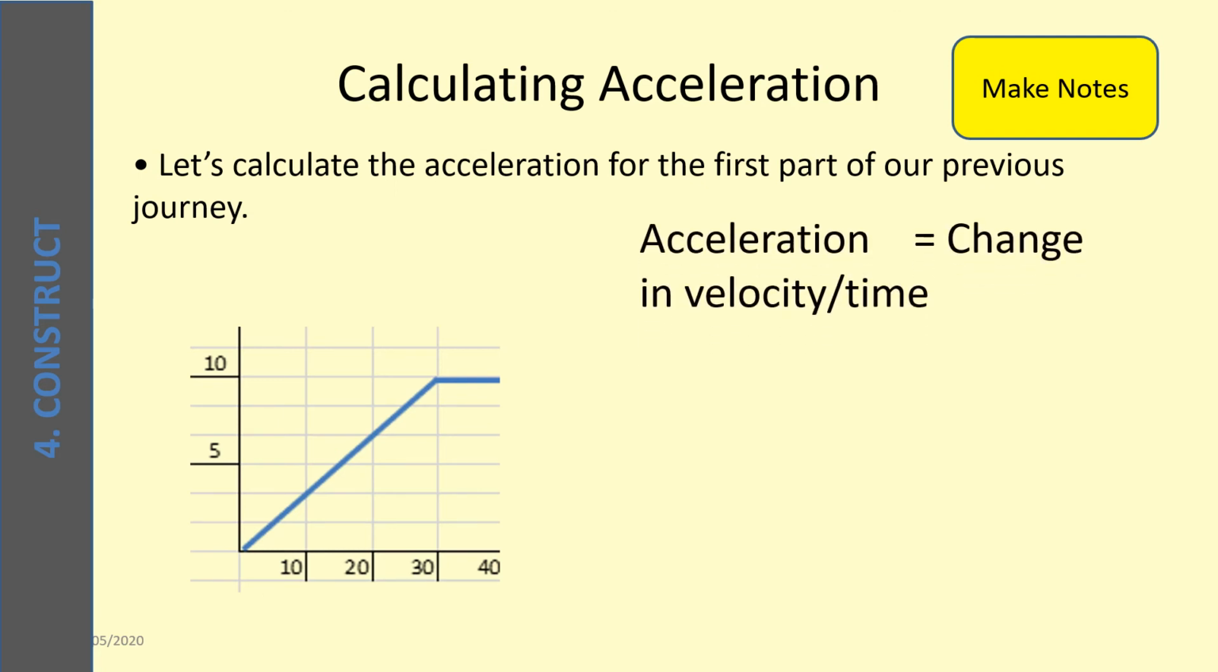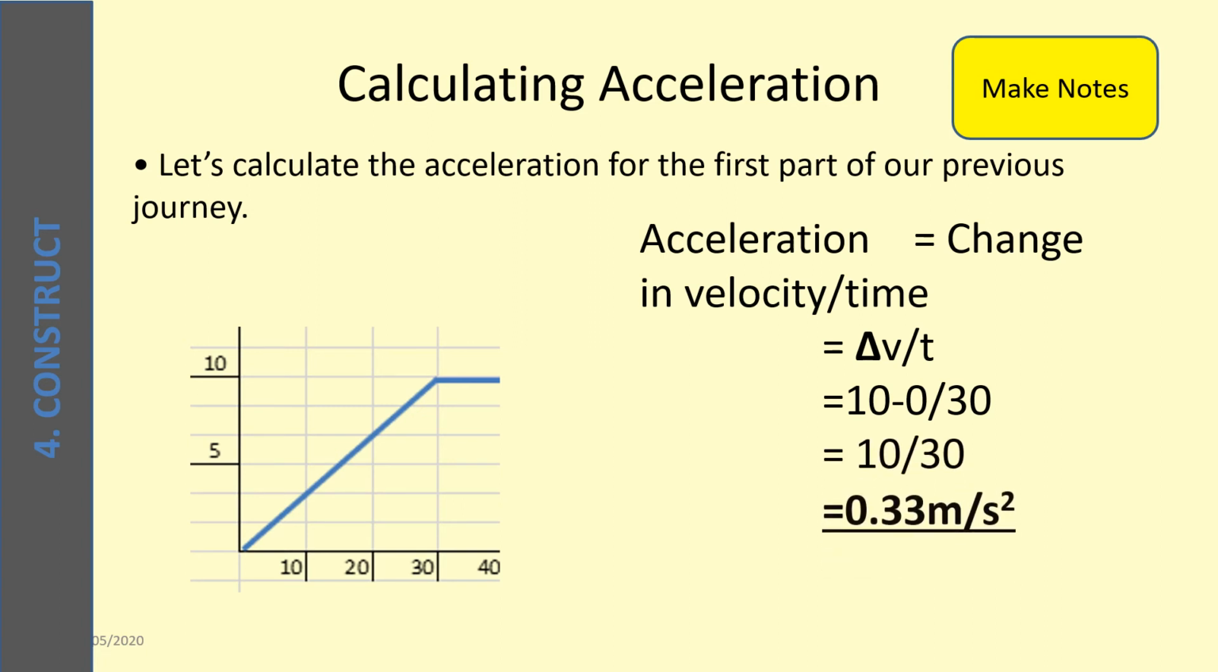So using our formula, we know that acceleration is the change in velocity divided by the time taken. And the way we noted it before was a equals delta v divided by t. So reading from the graph, the change in velocity is equal to the final velocity minus the initial velocity. Well, this is the part of the journey we're interested in. The final velocity is 10 meters per second. The initial velocity is 0. So 10 minus 0. And the time is from here to here, which is 30 seconds. So if we put in our figures, 10 divided by 30 gives us an acceleration of 0.33 meters per second squared.